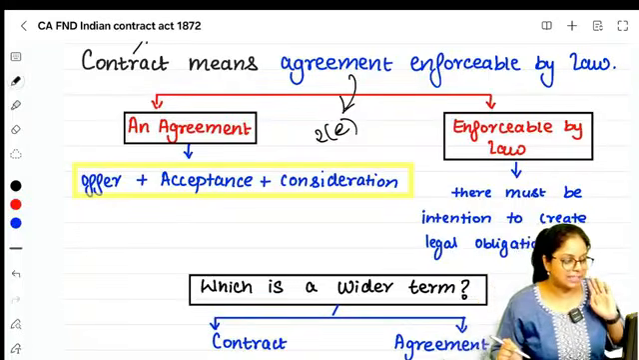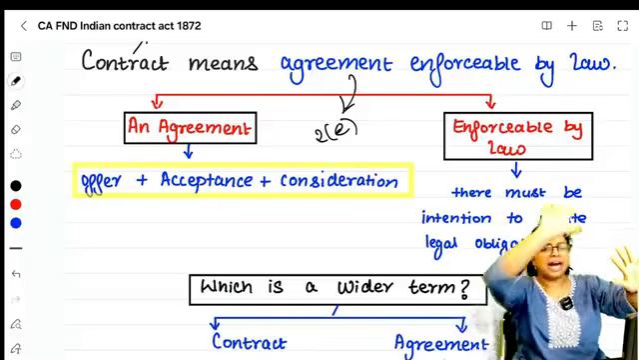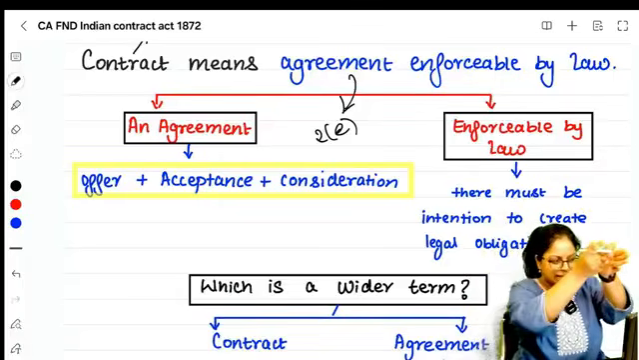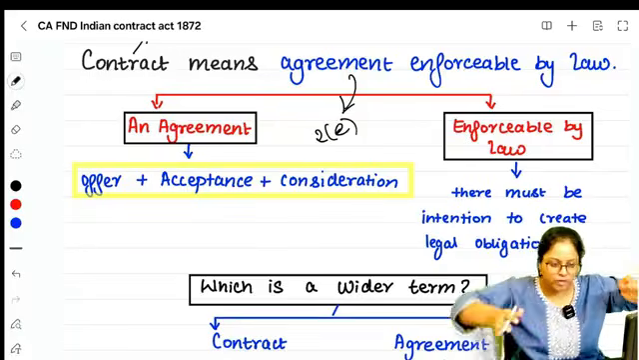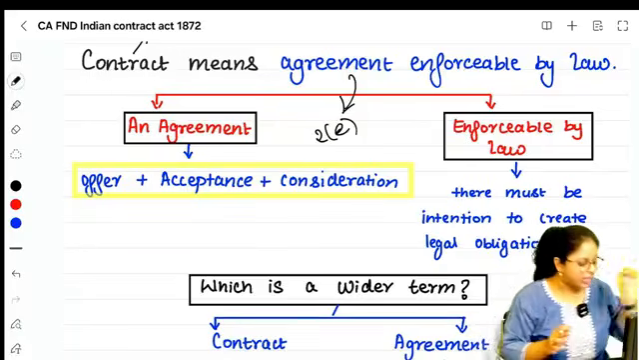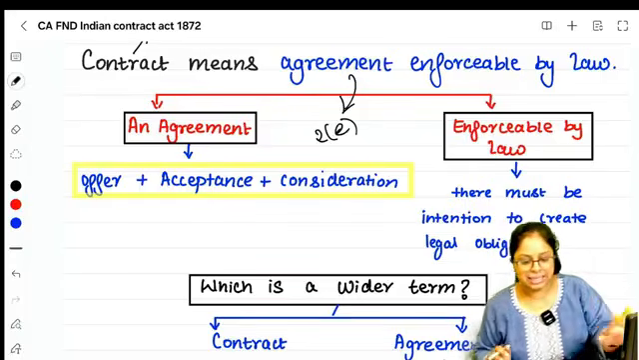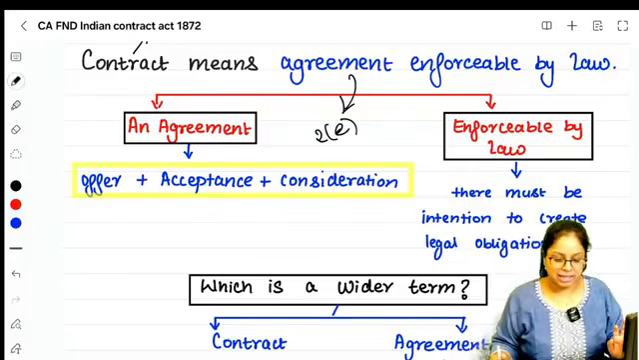Are you able to understand people? So a contract has two sides. Contract is made up of two things, agreement plus enforceability. If we break down agreement, it has three parts. Agreement is made up of offer plus acceptance plus consideration.